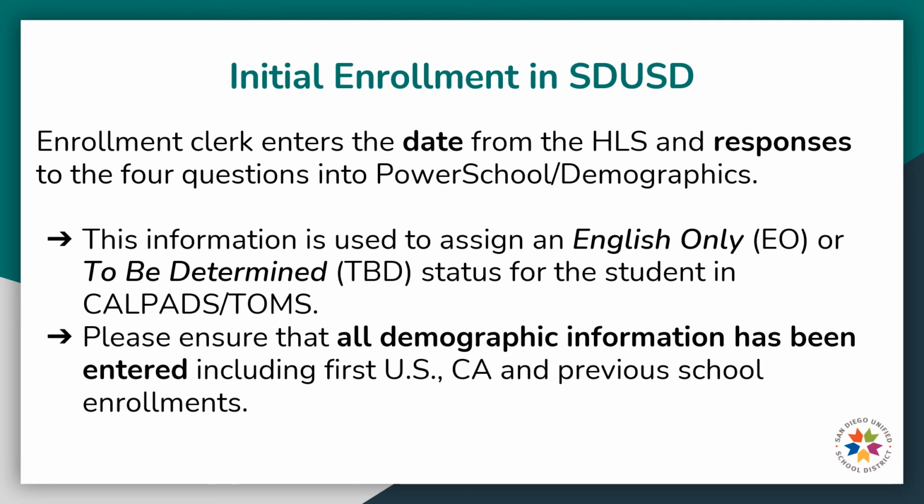A student receives a TBD status in CalPADS if there is any non-English language mentioned as the response to question 1, 2, and or 4. Please ensure that all demographic information has been entered, including first U.S., California, and previous school enrollments. This assists in determining immigrant and Title III funding.